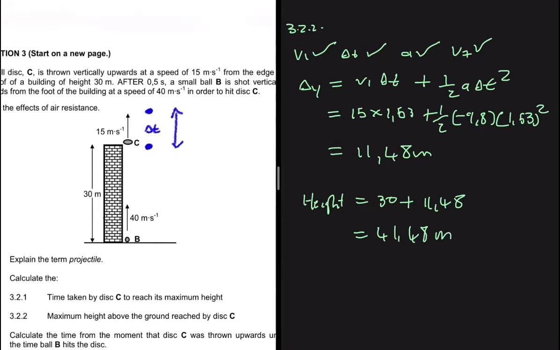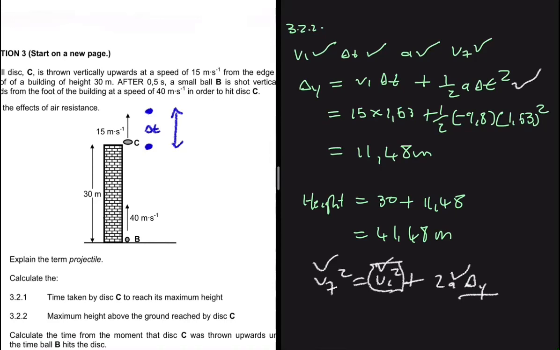Another formula you could have used to calculate the displacement from the top of the building until maximum height is VF squared equals VI squared plus 2A delta y. We have VF, we have VI, we have acceleration. So that formula could have also worked, right? But I just chose to use this one so that I don't have to take anything to any other side, because here you would have to take VF squared to the other side.